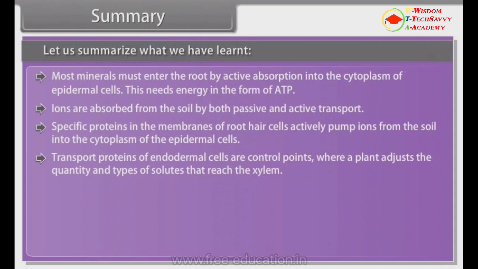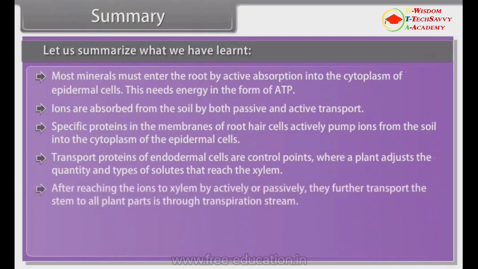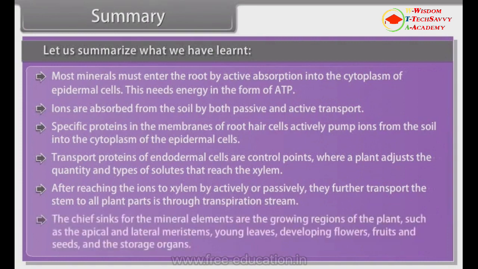Transport proteins of endodermal cells are control points where a plant adjusts the quantity and types of solutes that reach the xylem. After the ions reach the xylem, actively or passively, further transport from the stem to all plant parts is through the transpiration stream. The chief sinks for the mineral elements are the growing regions of the plant, such as the apical and lateral meristems, young leaves, developing flowers, fruits and seeds, and the storage organs.